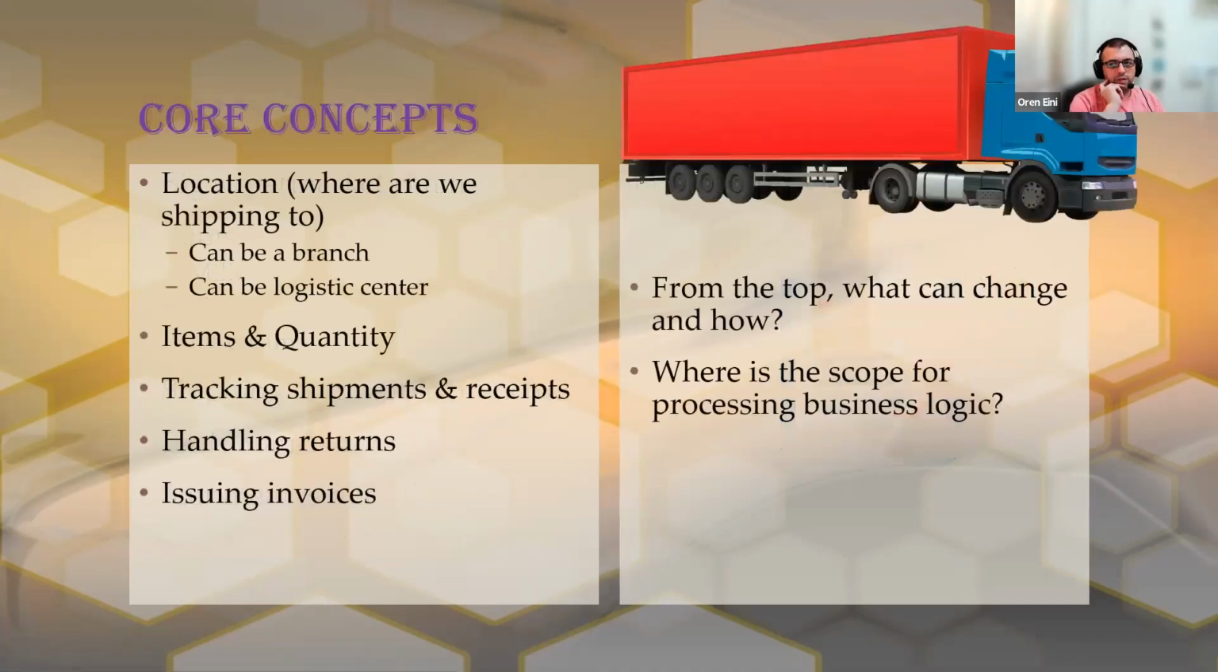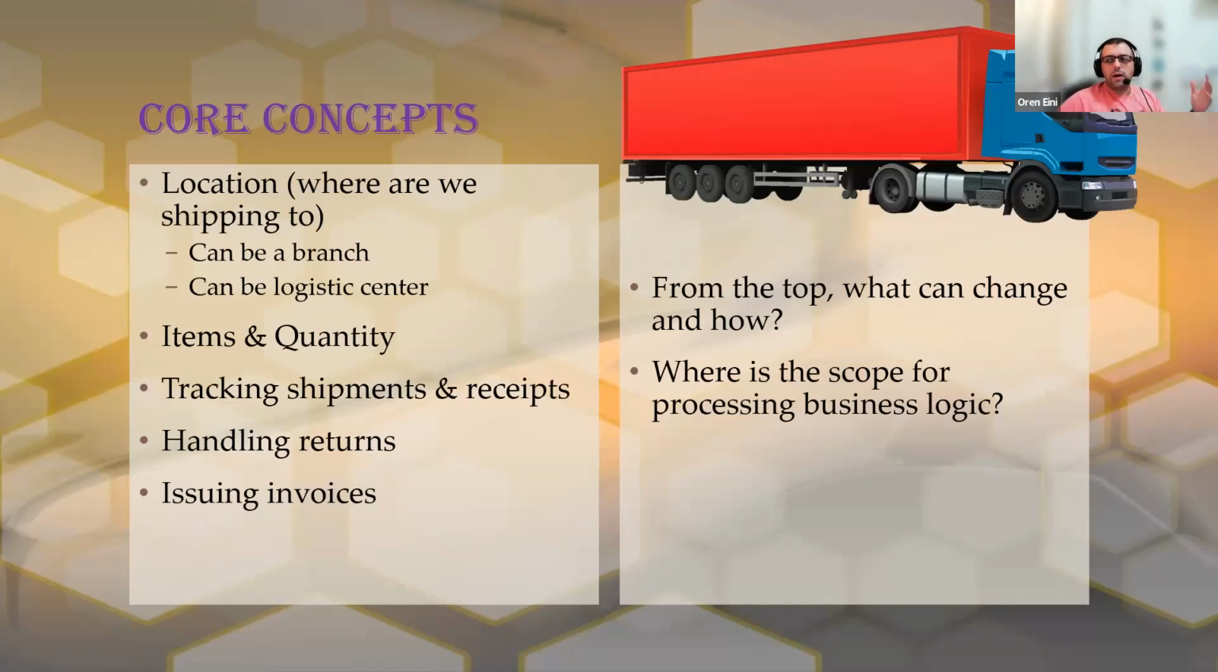So let's look at what we have. We have location that is a recipient of shipping. We have items quantities that will order for a location. We need to track all of the shipments, all of the receipts by that particular location. We have to handle returns and issue invoice and all of those sort of things.